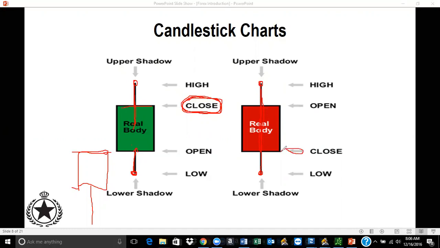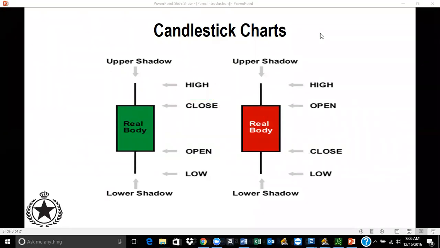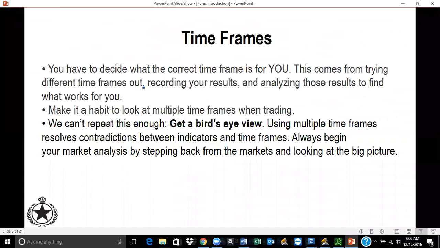All right. So again, looking at this candle, we know the most important is the close. All right. So that is something that we must know when we're trading. Pay close attention to all the closes of candles. All right. Very important.